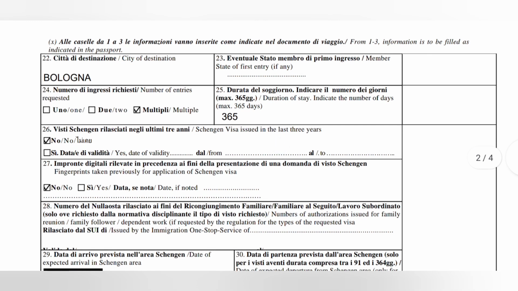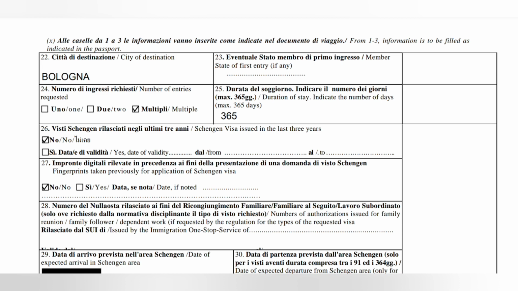So the 22nd question, city of destination. In his case, it was Bologna. Write yours, like the city you are going to. Member state of first entry. If you're traveling directly to the city you are going to, then you have to leave it blank. Otherwise, write the name of the city you will first enter. Like if you are coming to Milan and then from there you will go to Bologna or any other city, write Milan here. Otherwise, you can leave it blank the way he did.